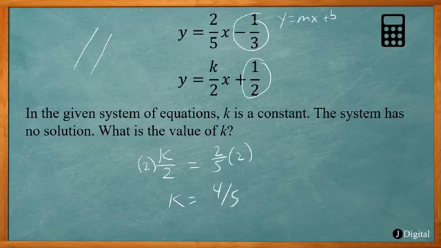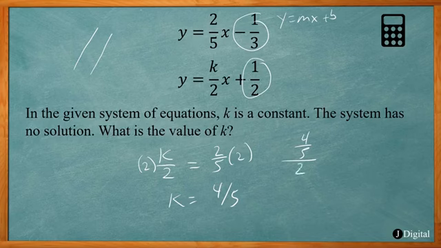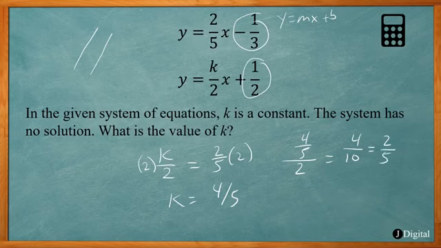Just to double check, 4/5 divided by 2, that's equal to 4 over 10. Divide each by 2. 4 divided by 2 is 2. 10 divided by 2 is 5, so 2/5.